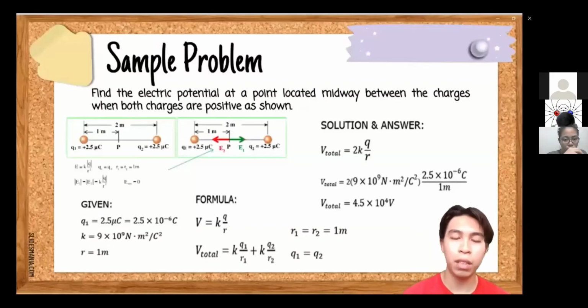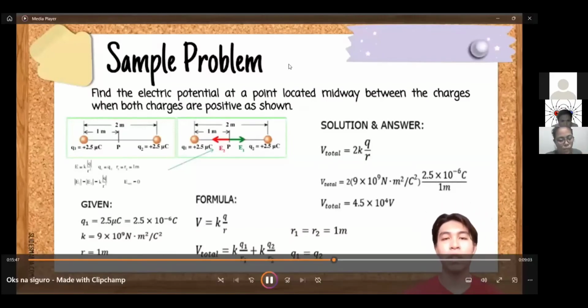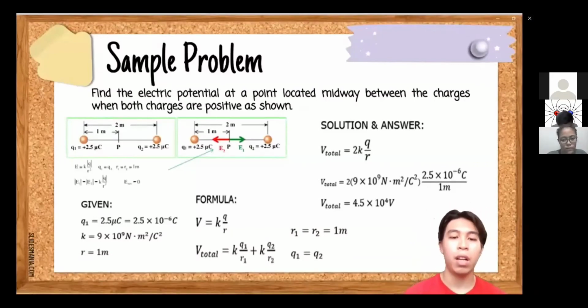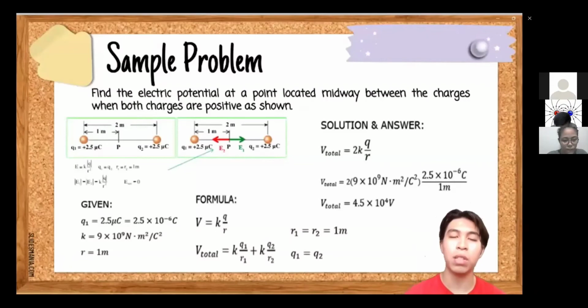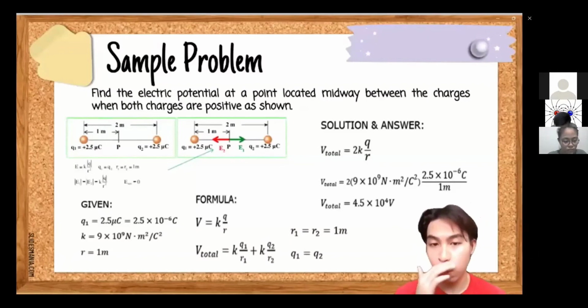So anong gagamitin natin formula? Ang gagamitin natin formula will be V equals to the constant times Q over R. But since dalawa po sila, we will just add them up. So K times Q1 over R1 plus K times Q2 over R2. But think of it this way. It is just the same idea as 2K times Q over R. So yan ang gagamitin natin here.